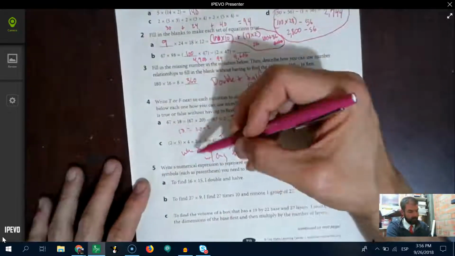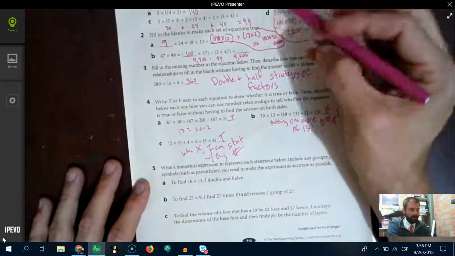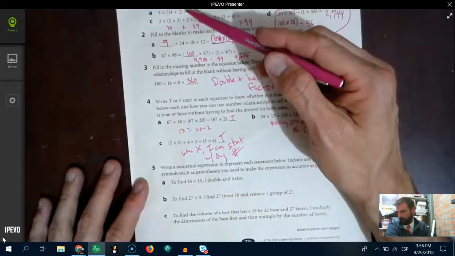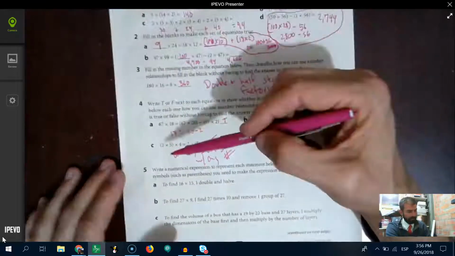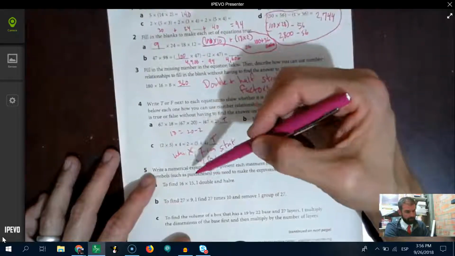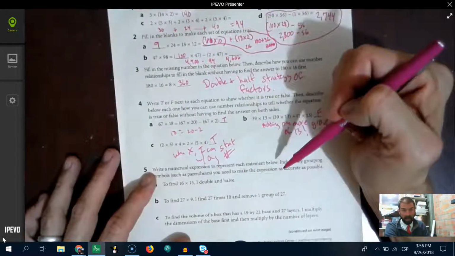5. Write a numerical expression. So that's not an equation. These are expressions, right? Expressions are not solved yet, so I don't have to solve it. Write a numerical expression to represent each statement below, including any grouping symbols such as parentheses. You need to make the expression as accurate as possible.